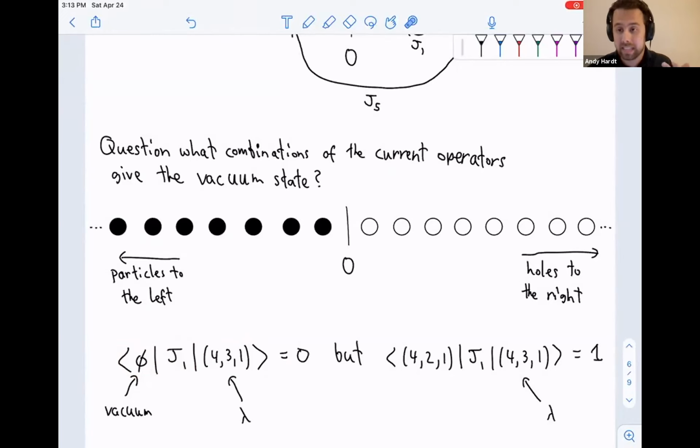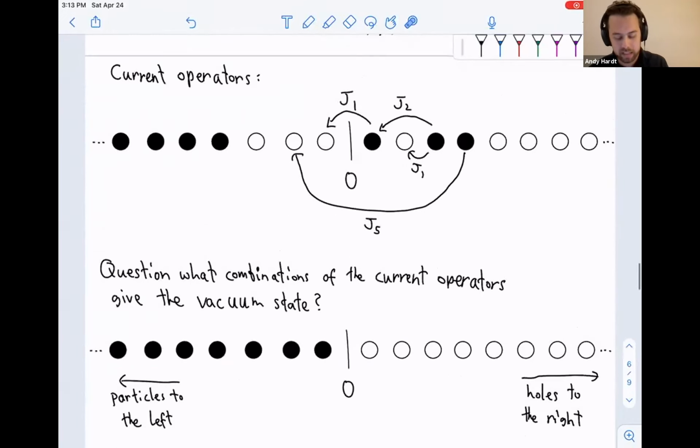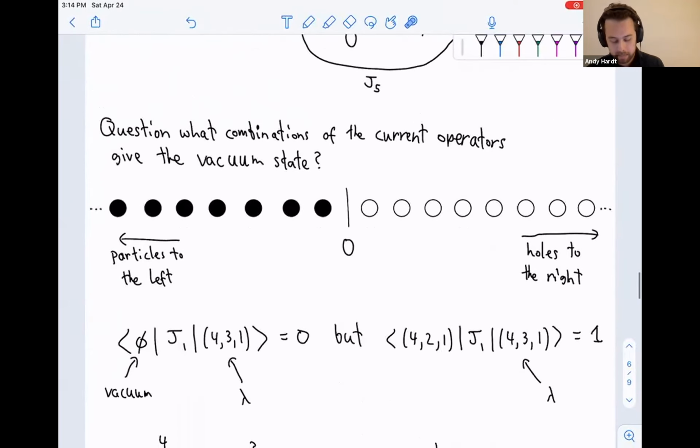And the answer is it obviously doesn't, because I can't get all 3 of these particles over here just by applying one copy of J1. There's no way I can do that. On the other hand, if I apply just a J1 to here, I could get from 4, 3, 1 to say 4, 2, 1 by going down. This 3 goes down 1 spot to a 2. Okay, so by applying successive current operators, we could make our way to the ground state.